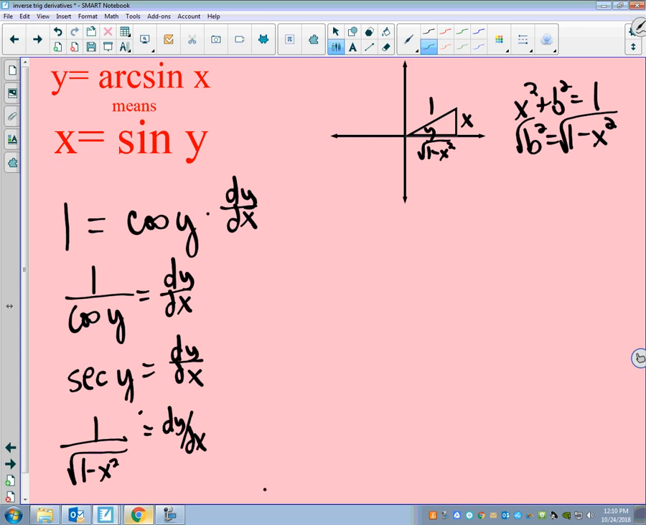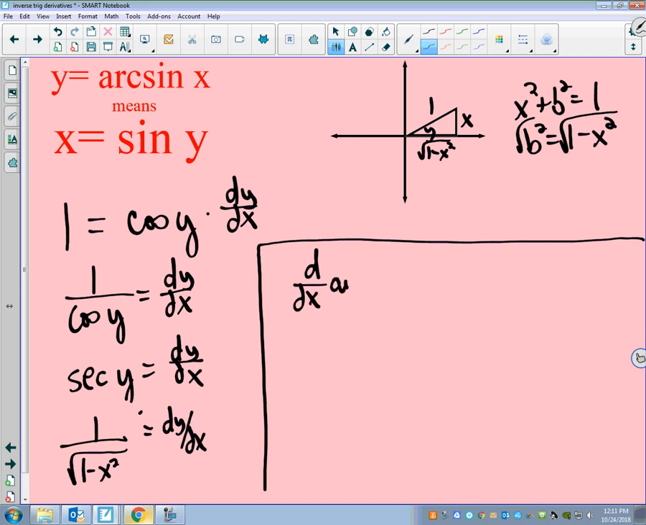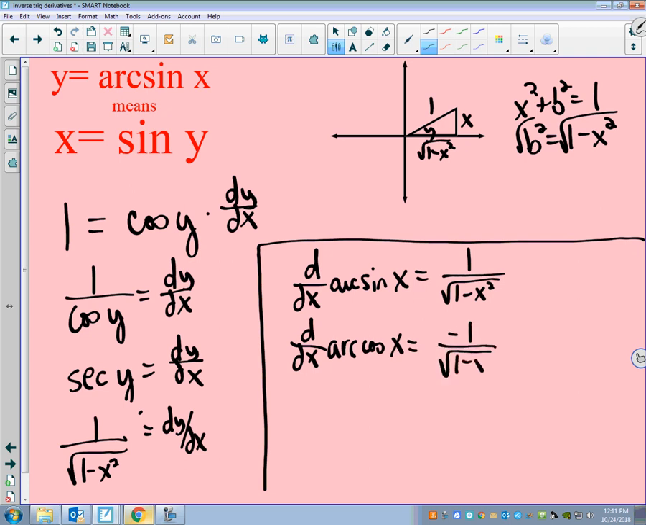And we could do this for all of these, but I'm not going to do it all. I'm just going to give them all to you. So the derivative of arcsine of x is 1 over the square root of 1 minus x squared. And what's fantastic is that the derivative of arc cosine is the exact same thing except negative: negative 1 over the square root of 1 minus x squared.